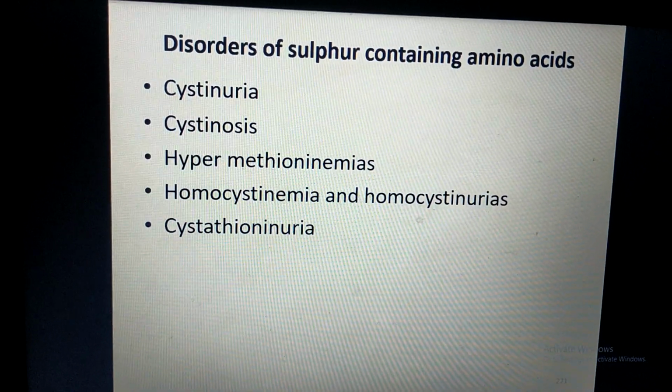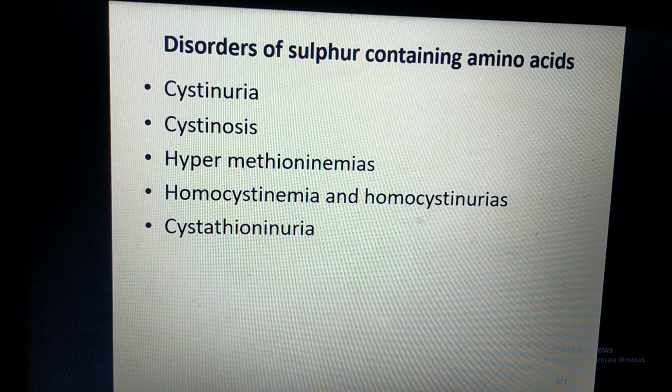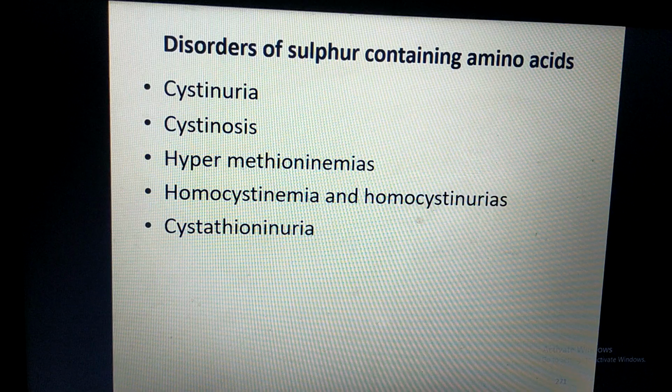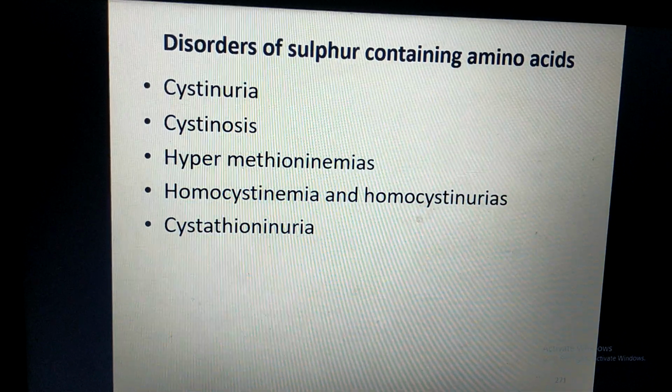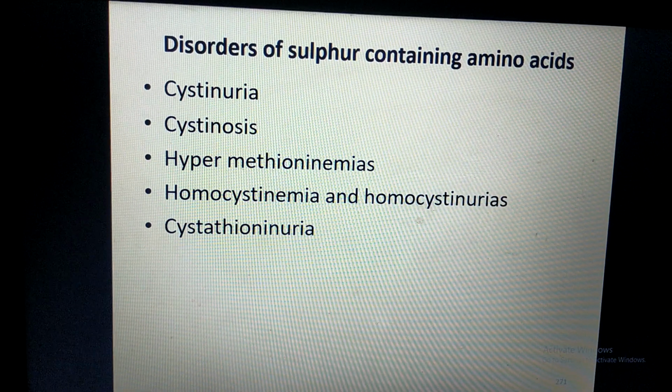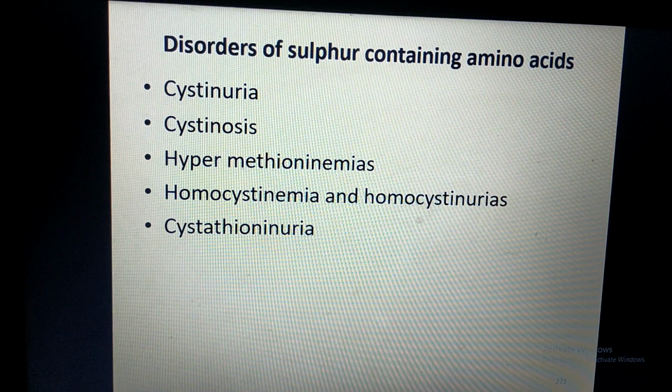After completing the important compounds obtained from cysteine, we will study disorders of sulfur containing amino acids. So these are the disorders of sulfur containing amino acids: cystinuria, cystinosis, hypermethioninemias, homocystinemia, homocystinurias, cystathioninuria. We will study one by one.